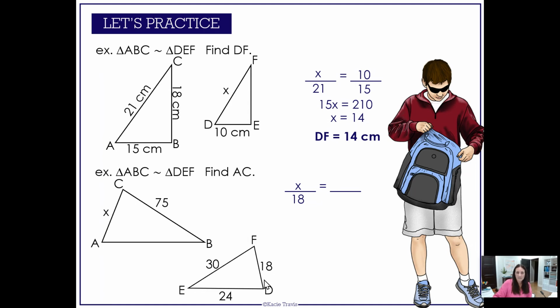Then I go back to my original figure. I only have one option. A to B is not given its side length, and so I only have a 75 to choose. But I need to see which of these two sides is corresponding to BC. BC in the similarity statement is here, so I know it's going to correspond to side length EF, which is 30. Cross multiply, we get 30x equals 1350. Divide both sides by 30, and x equals 45. So the length from A to C is 45.